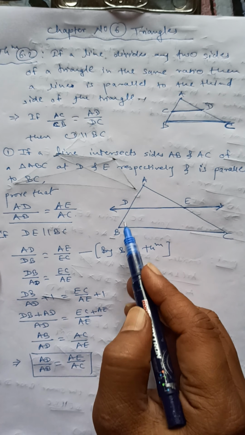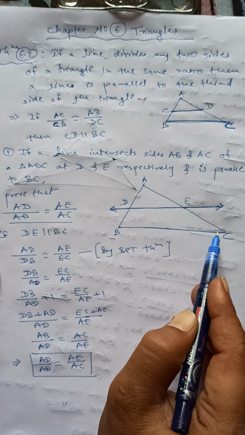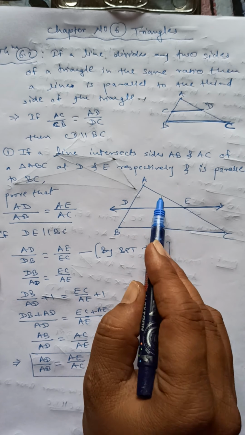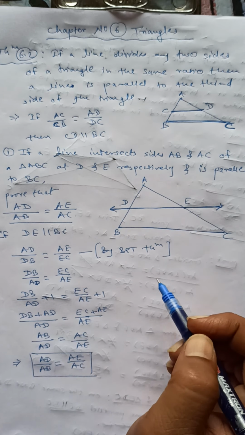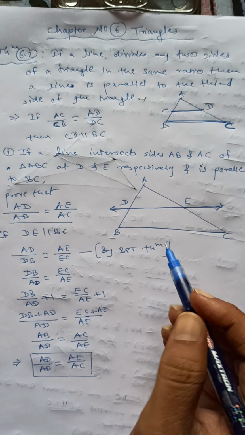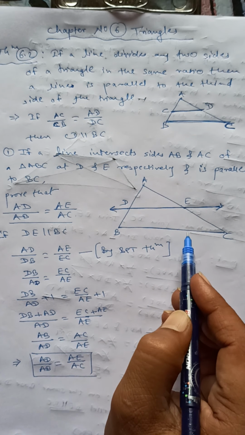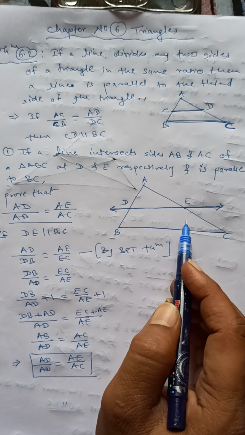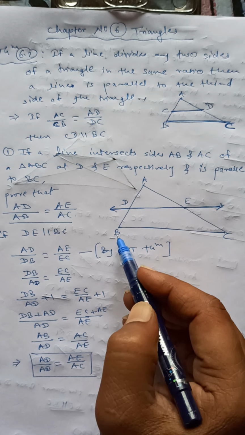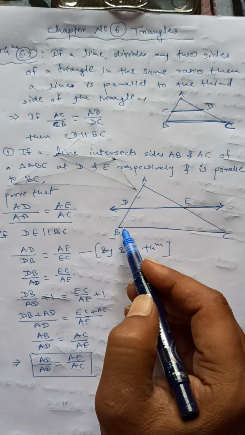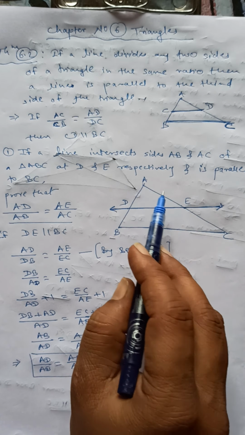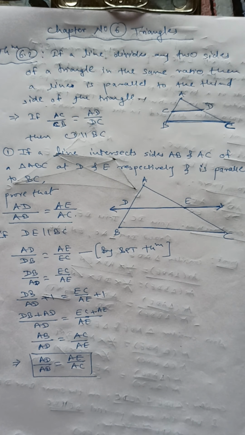If AD upon DB is equal to AE upon EC, we can say that AD upon AB is equal to AE upon AC. So from here onwards we can say that if a line is parallel to one side of a triangle, then it divides the other two sides in the same ratio, and instead of AD upon DB, we can take AD upon AB is equal to AE upon AC.